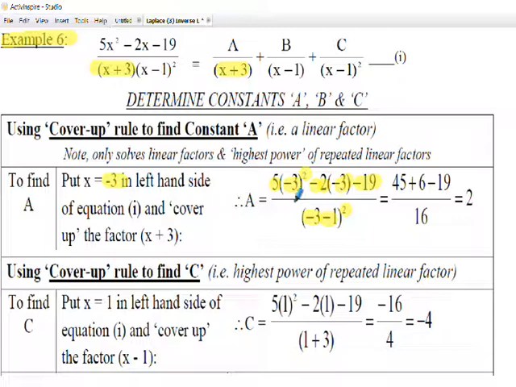Okay, just follow the arithmetic, but be careful when you're squaring negative numbers. Don't forget when you square minus 3, for example, you get a positive 9. Just follow the arithmetic through, and that will give you a value of a of 2. So constant a is 2.